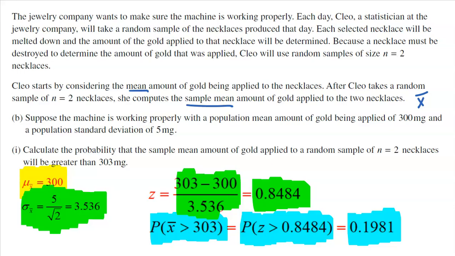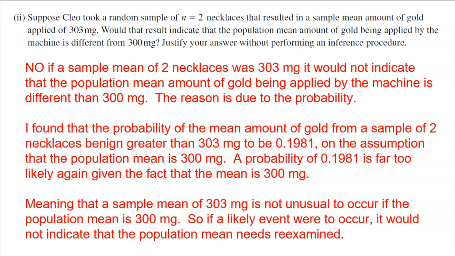Now on to section 2. Part 2 says, suppose Cleo took a random sample of 2 necklaces and it resulted in a sample mean amount of gold applied of 303 milligrams. Would that result indicate that the population mean amount of gold being applied by the machine is different from 300 milligrams? Justify your answer without performing an inference procedure.